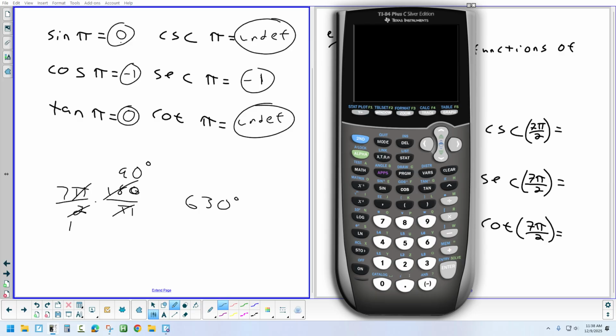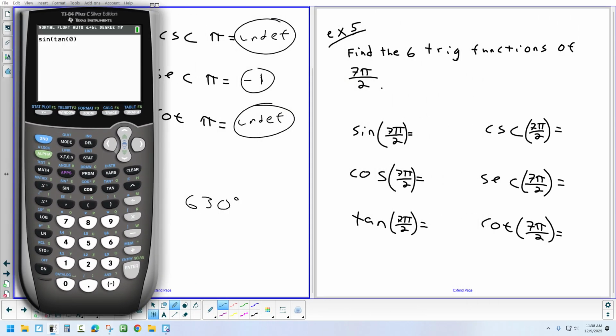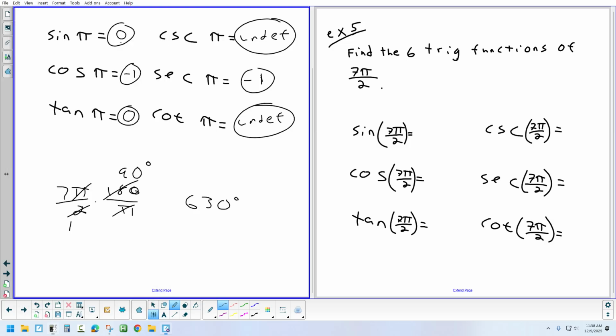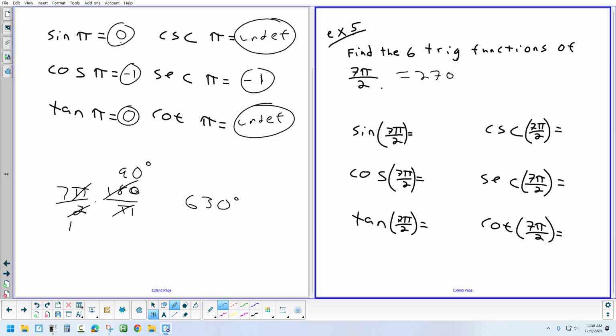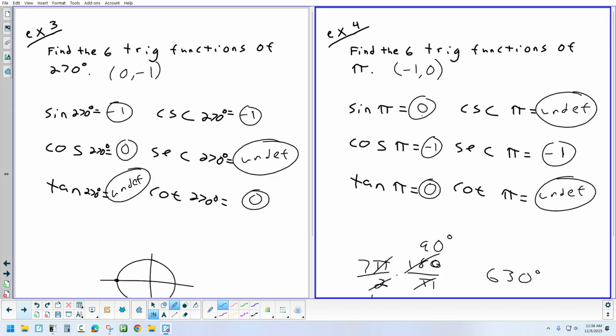Right, we've gone around more than once. We don't care about how many times we've gone around. Not for unit circle trig. We just need to know where the terminal side stops. So if you want to make that angle easier to think about, subtract 360 from it. Minus 360, you get 270. Have we already done 270 degrees? Yes, that was example 3. So the question I'm asking now is exactly the same as example 3.